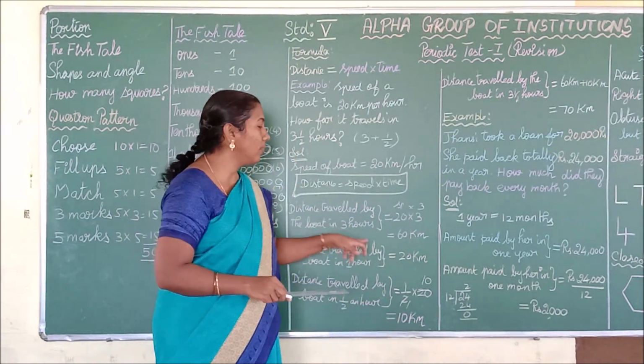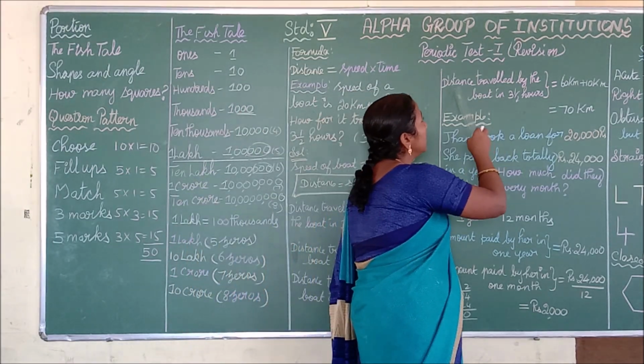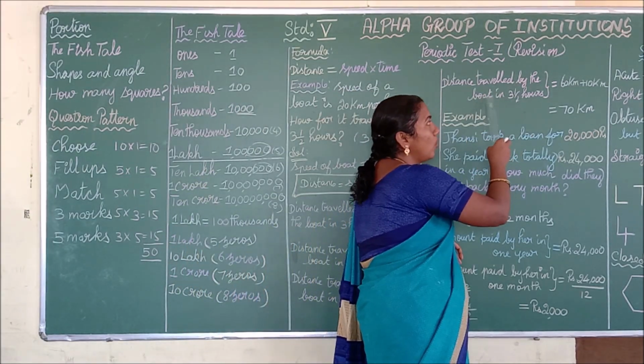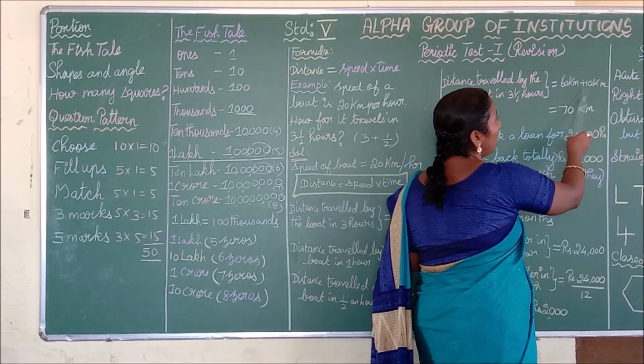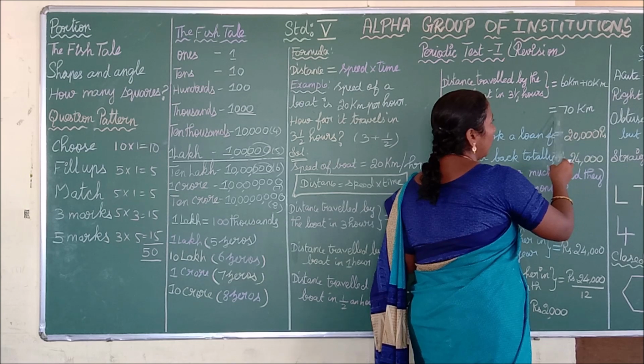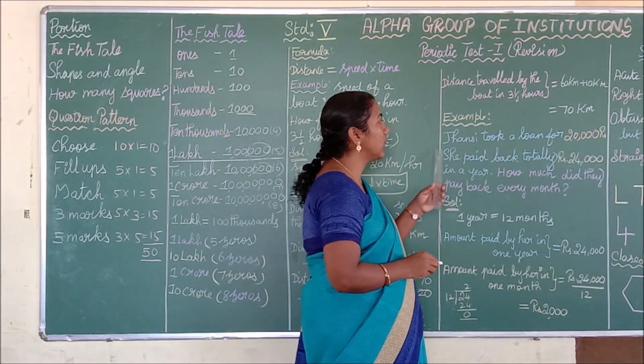In 3 hours it travelled 60 kilometers. So we are writing the total distance travelled by the boat in 3.5 hours is equal to 60 kilometers plus 10 kilometers equals 70 kilometers. Is it clear, children? Let us see one more sum.